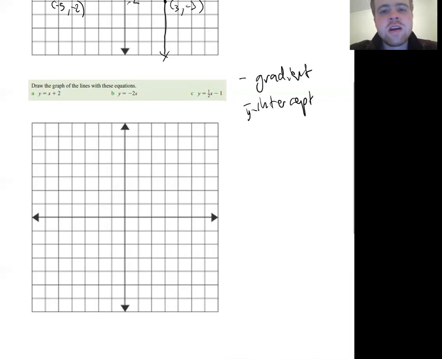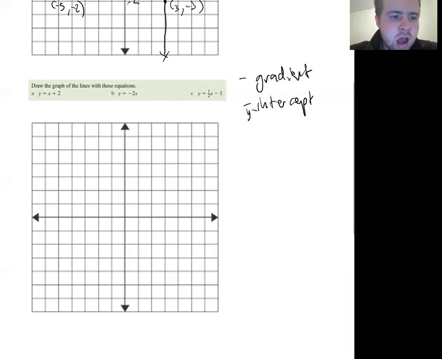Whatever it is, the number in front of the x is the gradient, which is going to tell us the slope of the line. And then the y-intercept is going to be whatever is not in front of the x. So the +2 or the -1 or whatever it is, that's going to tell us what the y-intercept is, okay? I'm going to teach you how to sketch a line given the fact that you can work out only these two features of the line.